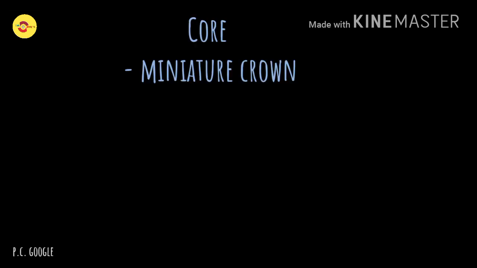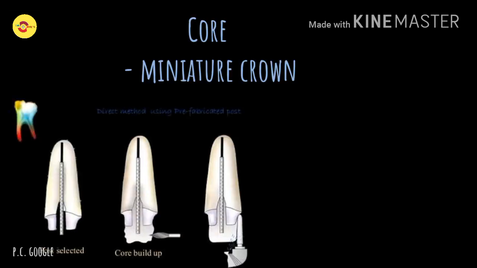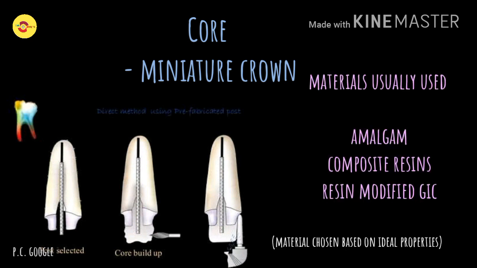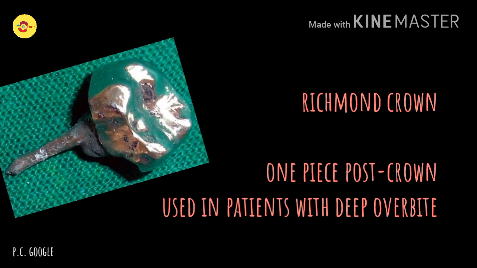As we saw earlier, core is a miniature crown which forms the center of the coronal restoration. Materials available for core buildup include dental amalgam, dental composite resins, resin modified GIC. What is Richmond crown? This is a one-piece post crown. It is indicated in patients with deep incisal overbite where it is difficult to provide space for a core and crown separately.